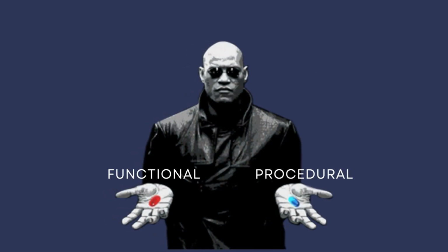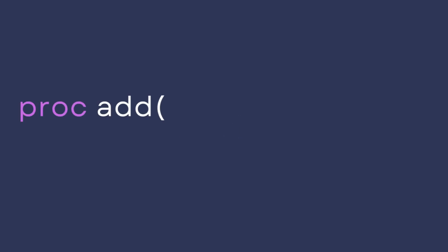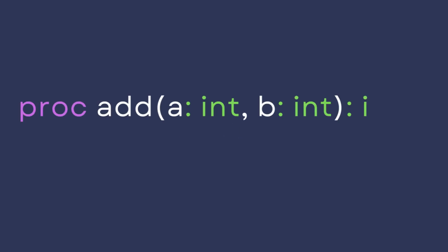Nim is a multi-paradigm programming language that supports both procedural and functional programming styles. Procedures in Nim are defined using the proc keyword. Here's an example of a simple Nim procedure that takes two integers as arguments and returns their sum.